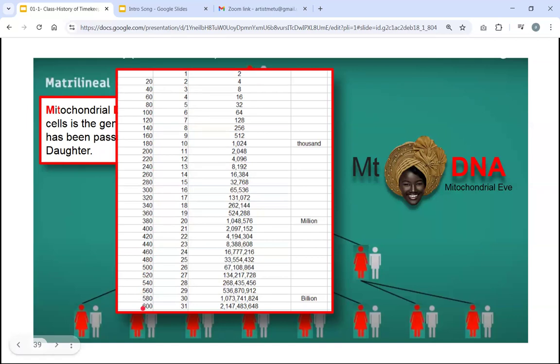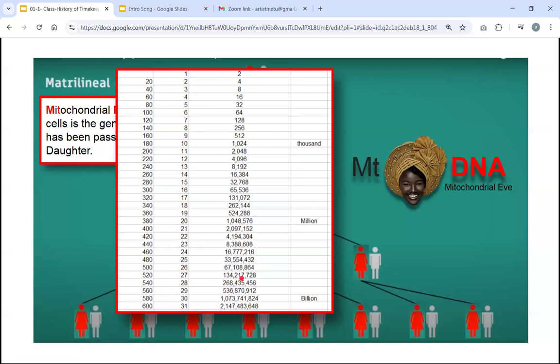600 years ago would be 31 generations. We have in our gene pool over 2 billion ancestors in us. This is why I've said before, we are never alone. Even when we think we're alone, we're not alone. This is only 600 years ago. We're not talking about 1,000, 2,000, 3,000, 4,000.